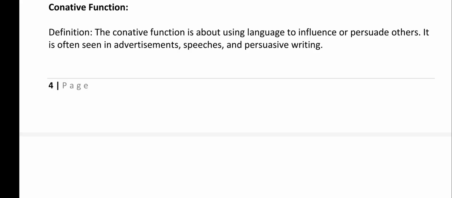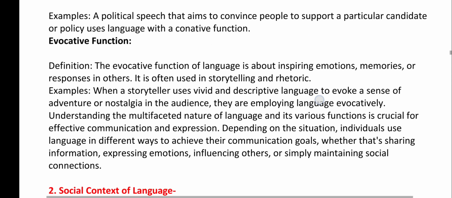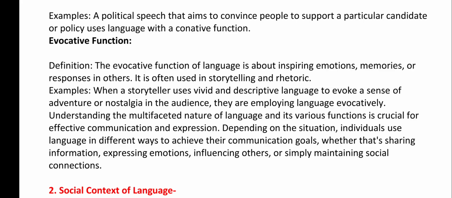The advertisement, you will see, 10 teachers are required, with handsome salary, 25,000 salary per month. So this is for what? This is for attracting you, to gain your attention. They do it. Example: a political speech that aims to convince people to support a particular candidate or policy uses language with a conative function. So this is what I just now explained.